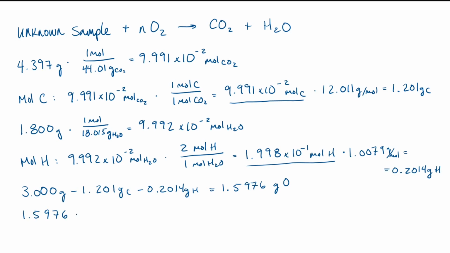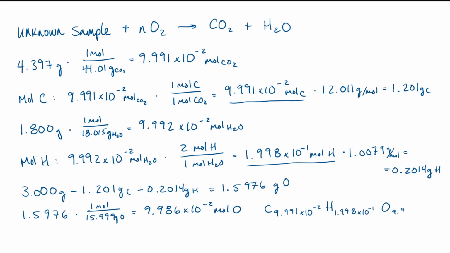That again, we can use the atomic mass to convert into moles, and we come up with 9.985 times 10 to the negative 2 moles of oxygen. To use that information to get the empirical formula, we need to convert these numbers into small whole number ratios. We get that by dividing the moles of each of these components by the smallest number, which gives us pretty close to 1 for carbon, 1 for oxygen, and 2 for hydrogen. So our result, the empirical formula of the unknown compound, is CH2O.